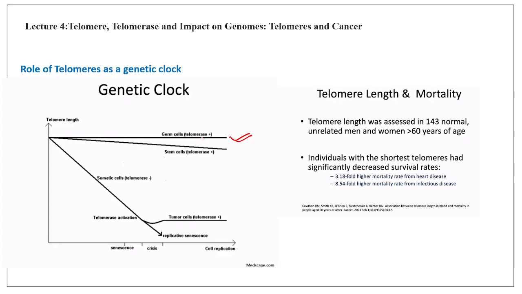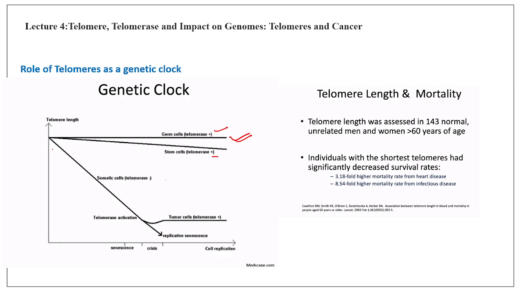Because, and you can see telomerase plus, that means telomerase is present here. Stem cells also, it is maintained constant. Reduction would be there, but very less. You can see approximately it is maintained constant only because telomerase is present. But in somatic cells, telomerase is not present. So you can see there's a steep decline in the telomere length with each round of cell replication or cell division.